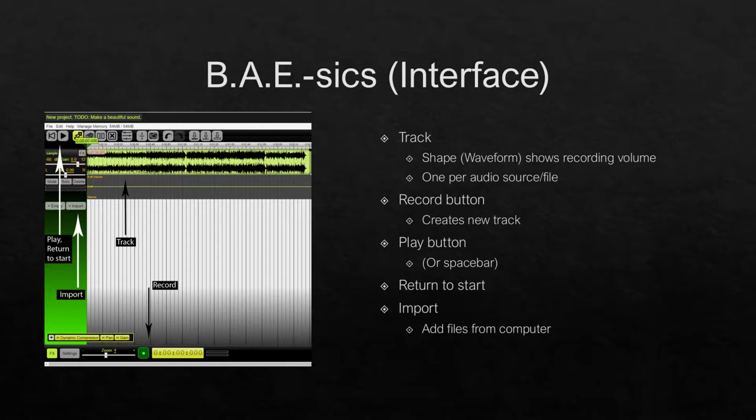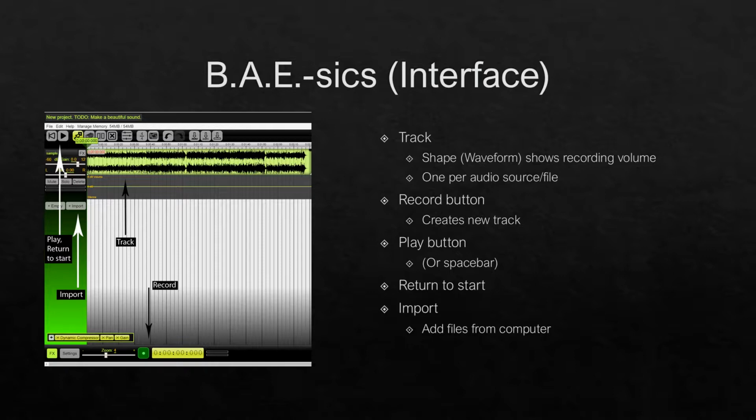In the image of the BAE interface here, I have marked a number of features we will reference during this tutorial and onward. First, near the top of the image, you can see a track in the BAE interface. The shape in the track image is called a waveform. It shows the volume of the recording over time. Each imported or recorded track you have in BAE will have its own waveform.